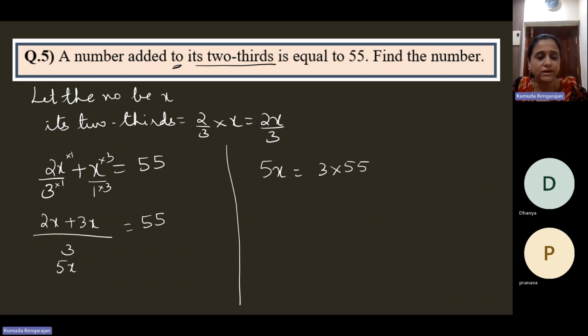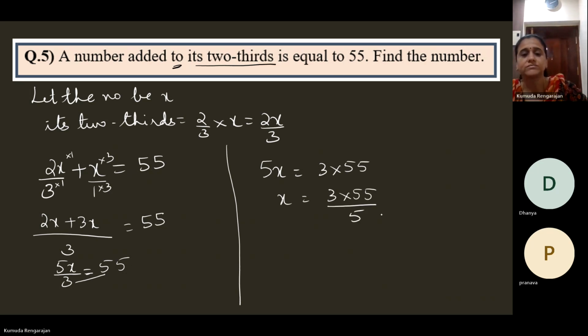We have 5x by 3 is equal to 55, right? So cross multiplication like this: 5x is equal to 3 into 55. Then in the next step, x is equal to 3 into 55 divided by 5. You can also do it like this.